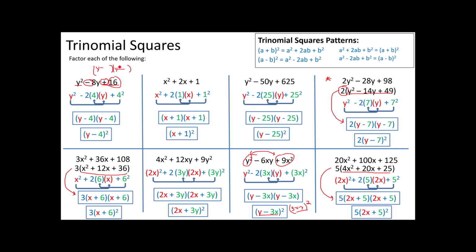It could be 16 and 1, it could be 2 and 8, it could be 4 and 4. But if we learn how to recognize the pattern, we're always going to jump straight to the right one without having to guess and check all those wrong ones along the way.